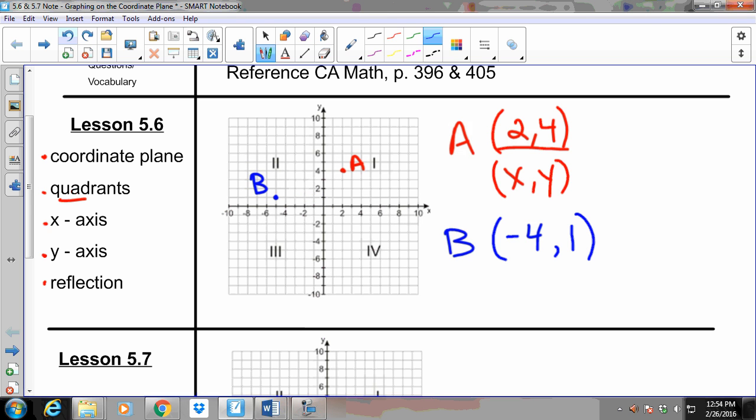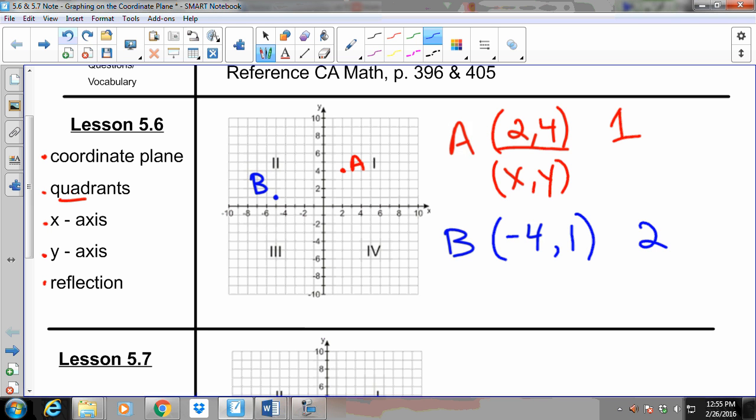Right. You notice I put parentheses around those, and that's how you'll see them almost always. And what else do I need to say about that? Oh, they're going to ask you what quadrant it is. So identify where point A is and what quadrant it is. We've already identified it's at (2, 4), and it's in quadrant, stay consistent, quadrant 1. And then B is at (-4, 1), and it's in quadrant 2.